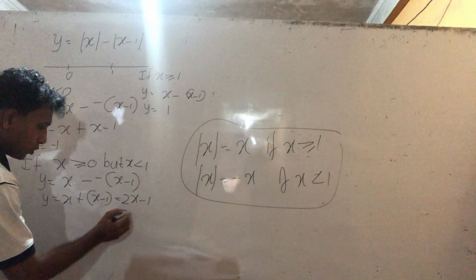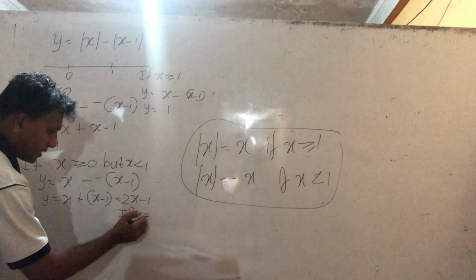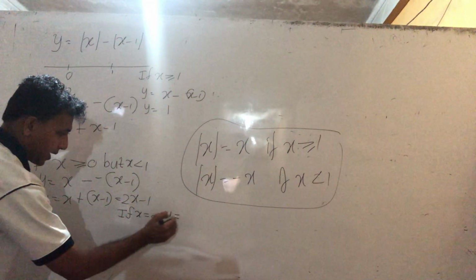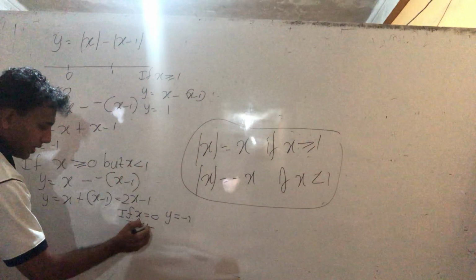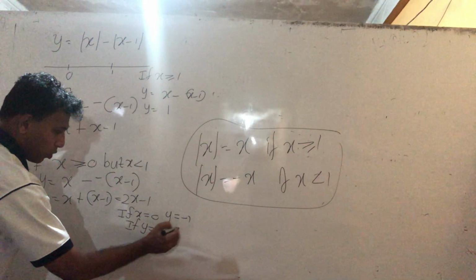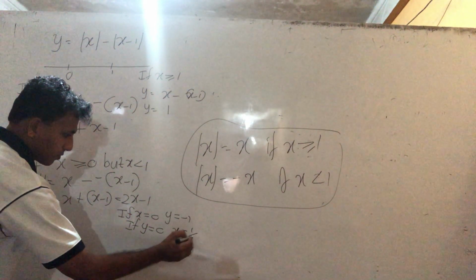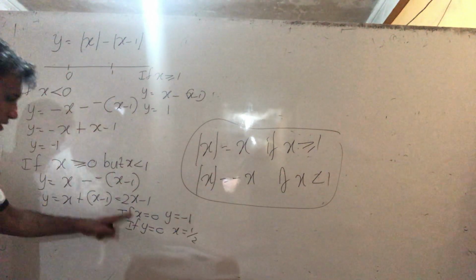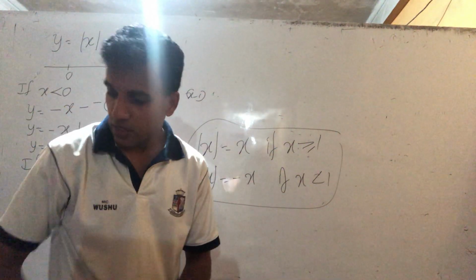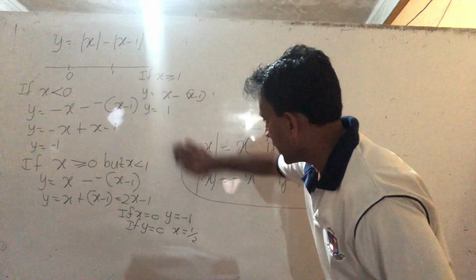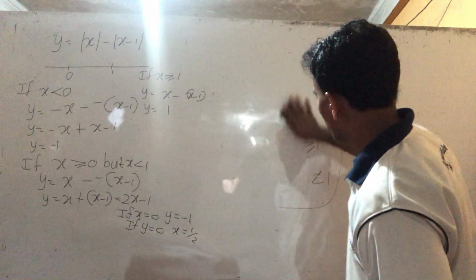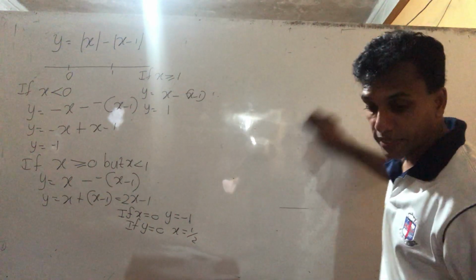If x is 0, y equals what? Minus 1. Okay. If y equals 0, x equals half. To draw this graph, collect the data and plot a pair of points. Okay, the same method we use to complete the other graph, the other modulus equation.